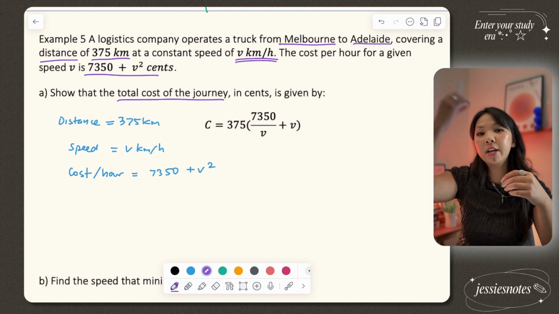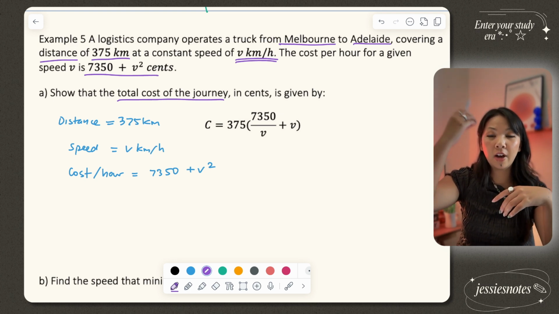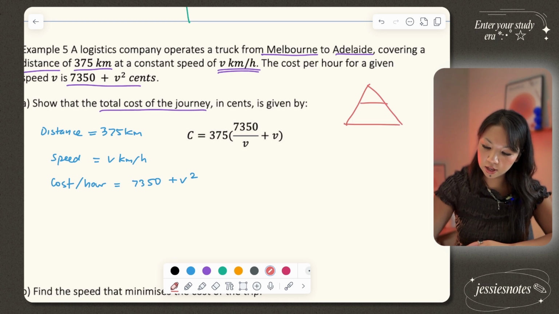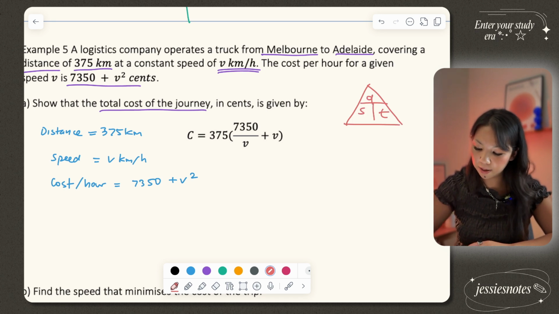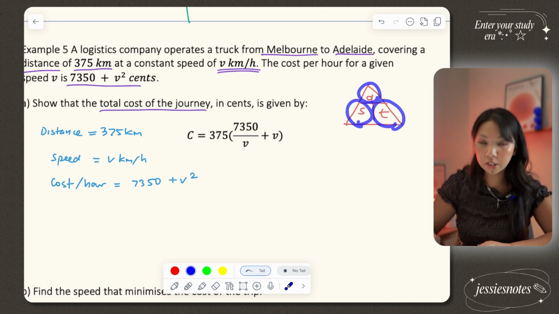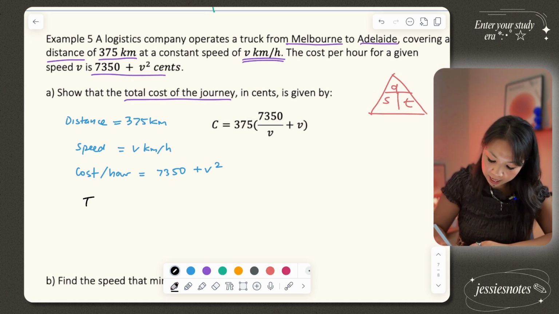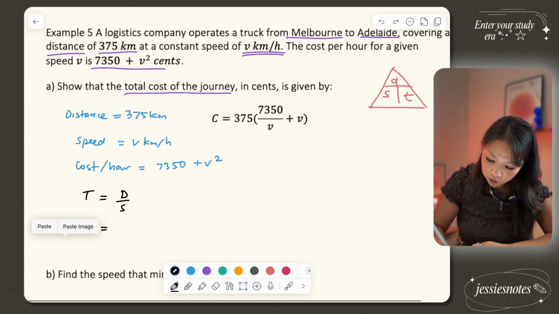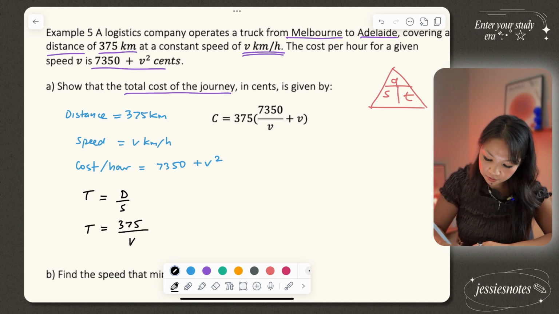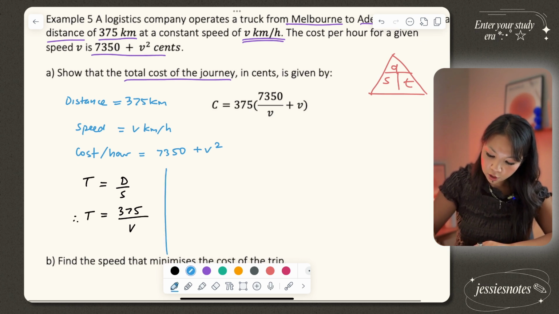What formula can you bring up from year 8, year 9 that finds time? Well, it's the little Illuminati thing over here. Speed is distance over time. So according to this formula, time is going to be given by distance over speed. So the time taken to travel is distance over speed, where distance is 375 kilometers, that's fixed, and the speed is v. Okay, so now this here is the total time taken.